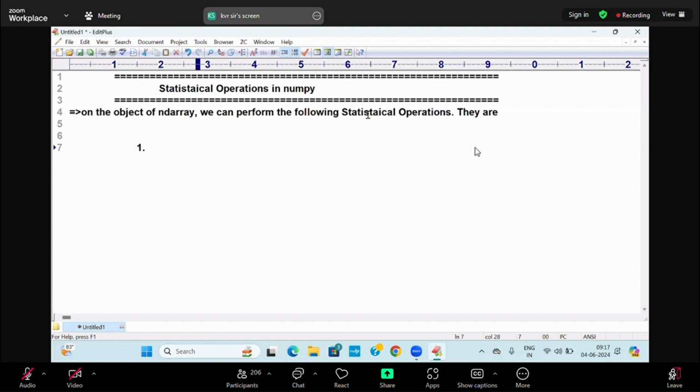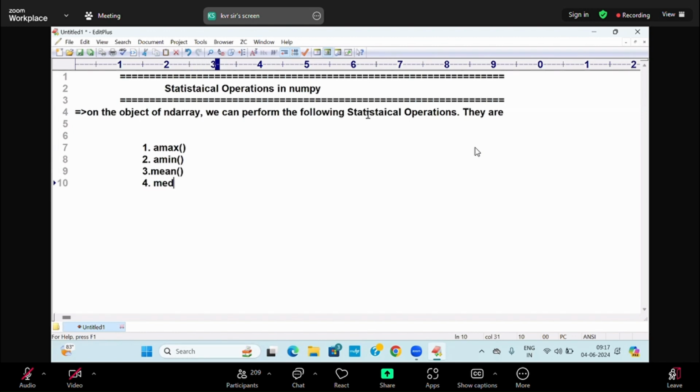Number one, amax of, next, amin of, third one is mean of, next is median of, next variance, and the sixth one is standard deviation of. These are the functions which are available.